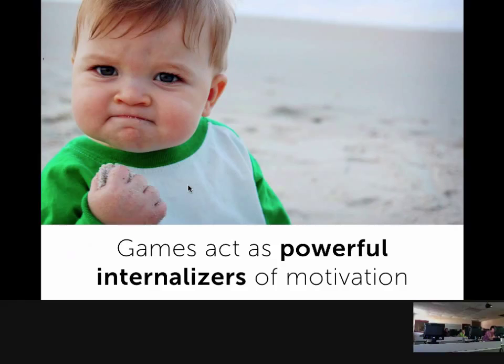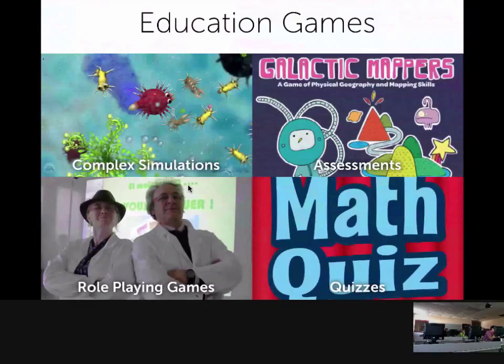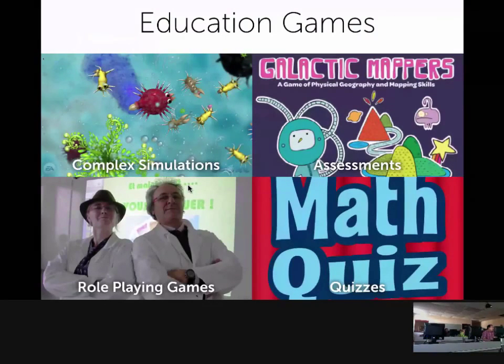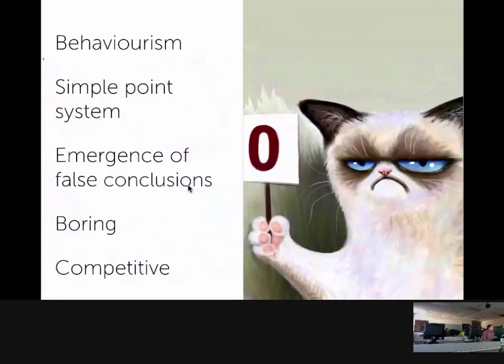And so there are some games in education that exist right now. This is sort of what the current ecosystem looks like. So we have some complex simulations. So in the top left here, this is a game called Spore that would show you how evolution works. We have assessment games. We have role-playing games in the classroom. We have quizzes. So this is kind of what's available at the moment. And then there's some of the criticism against those games. And so, some of them say it teaches behaviorism.